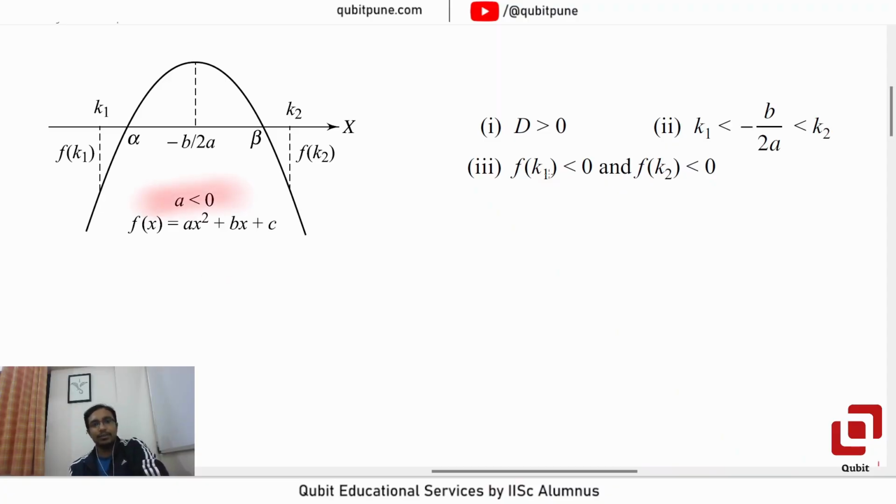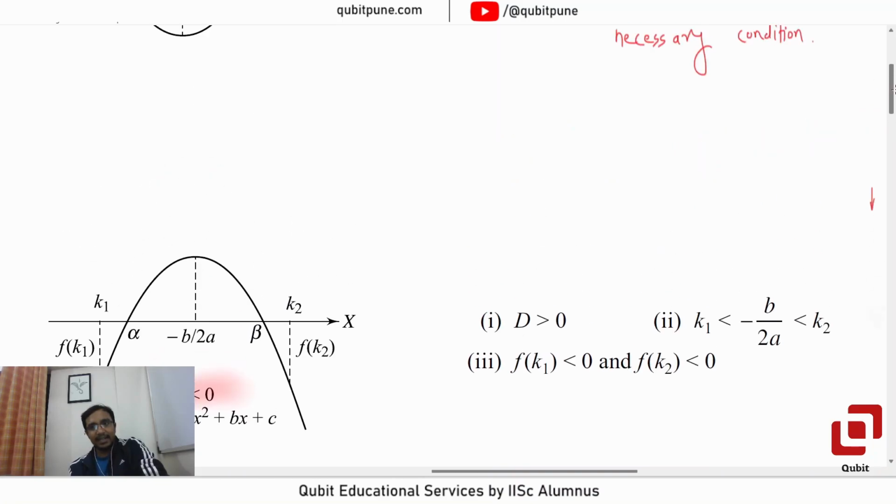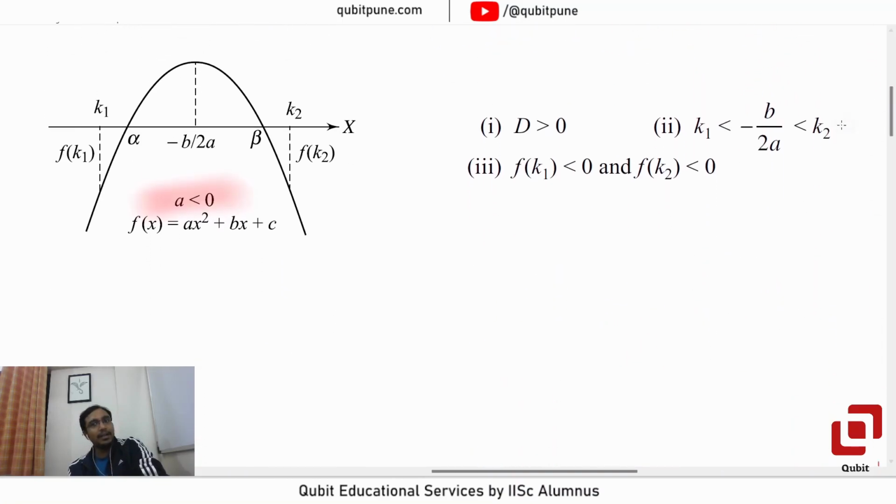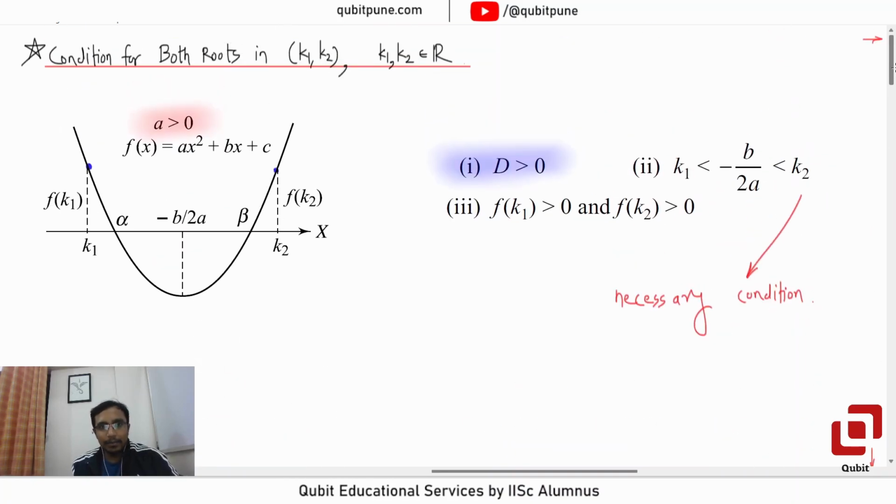Here a is less than 0, so the only change is, first two conditions are there, and again we have to note that it's a necessary condition: the interval k1 to k2 contains negative b by 2a. This is a necessary condition again, but it's not sufficient. Because if that condition is not met, then definitely the requirement is not satisfied. But if that condition is met, it's not necessary that the requirement will always be satisfied. In this case, we have f of k1 and f of k2 to be negative. Again, we can see that from the graph. Conclusion we can draw: f of k1 and f of k2 should be of same sign.